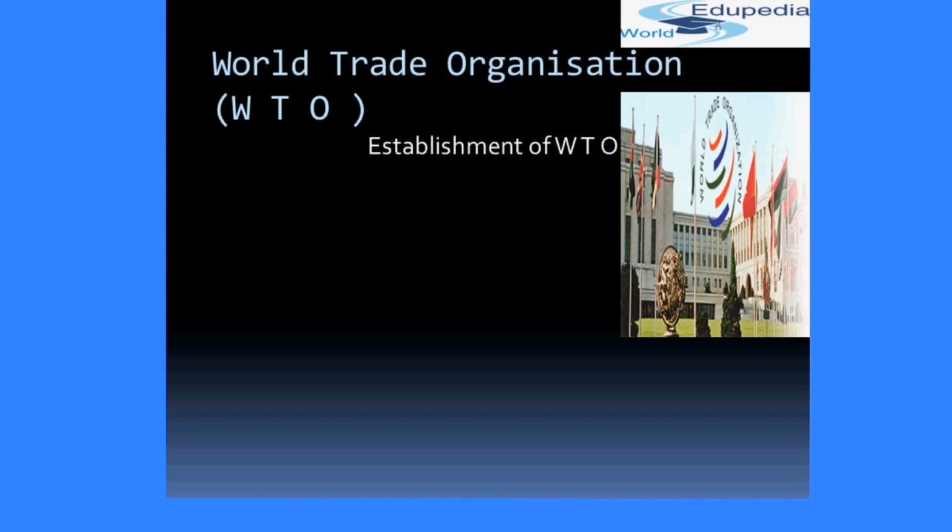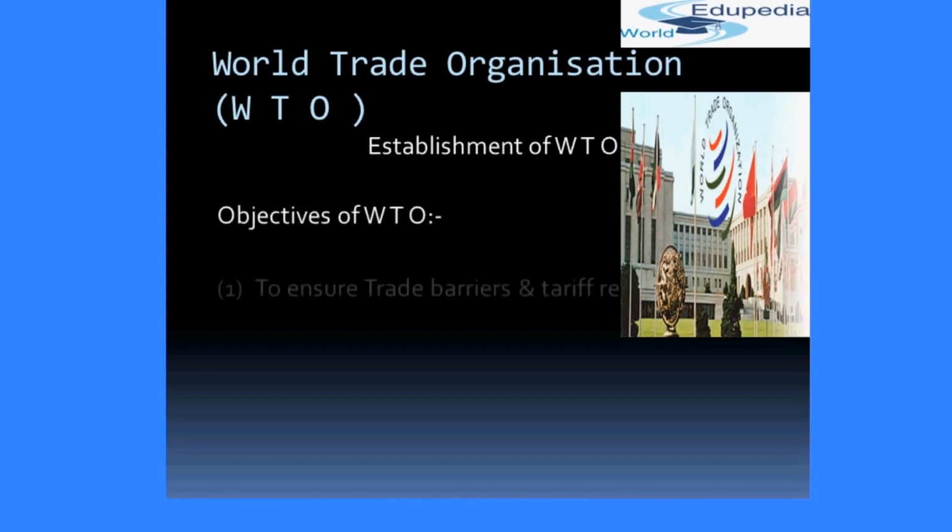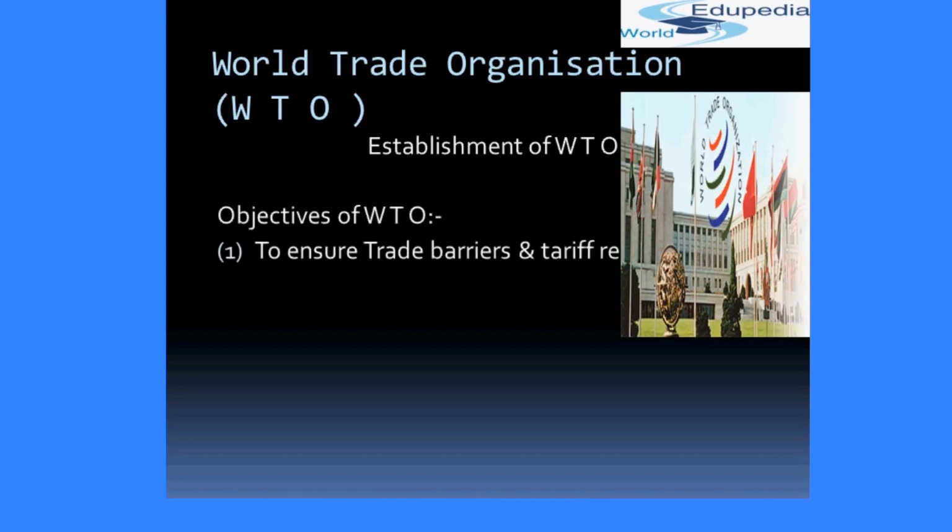Now students, let's go ahead. Let us see what the exact objectives of the World Trade Organization, WTO, are. Number one objective is to ensure trade barriers and tariff reduction, that is, to ensure reduction of tariffs and other trade barriers imposed by different countries. So, it ensures how the tariffs can be reduced.